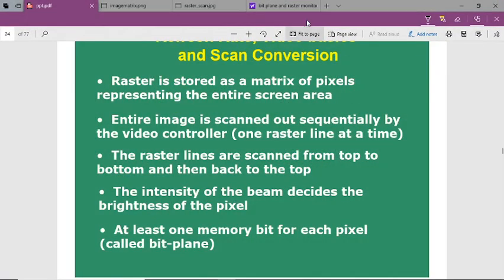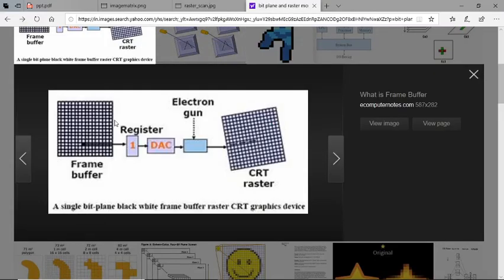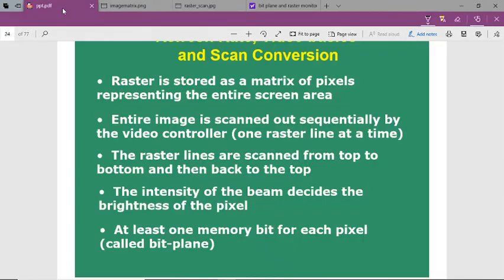Otherwise you can have 2 bit planes, 3 bit planes, but the memory, the refresh buffer that is kept for the picture definition, is called your bit plane. Fine.